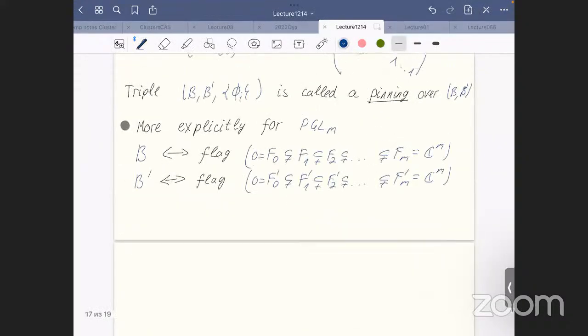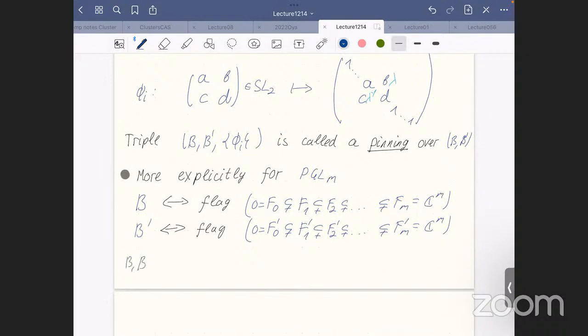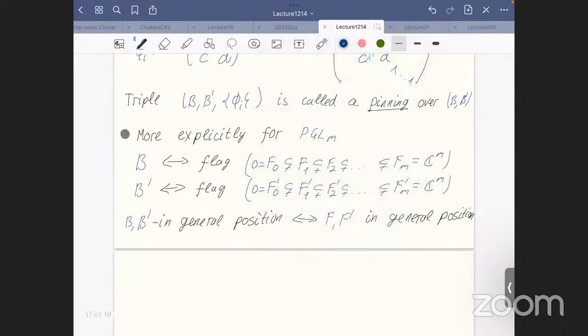We have a condition that B and B prime are in general position. This will mean that these two flags are in general position. What does it mean? It means that the dimension of the intersection is as expected. If I take an i-dimensional subspace in the first flag and an (m plus 1 minus i)-dimensional subspace in the second flag, then this intersection will be a one-dimensional subspace.